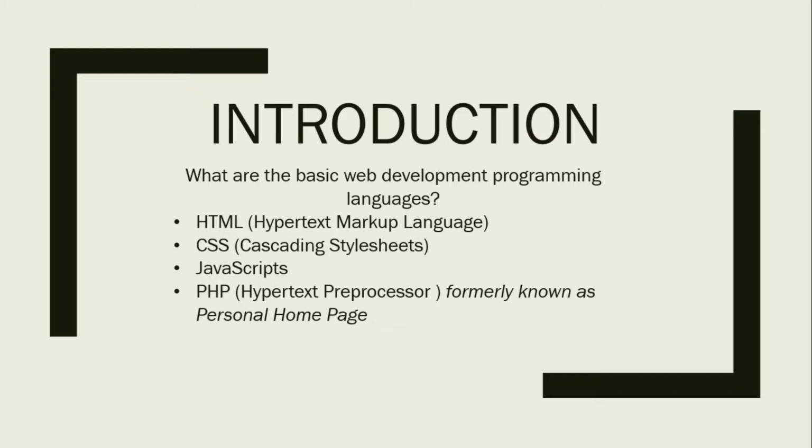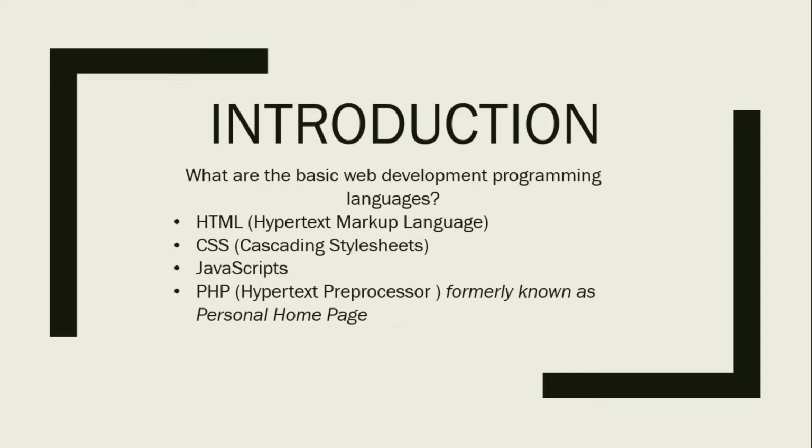So basically today we're going to be doing a basic introduction to web development programming languages, the languages that you need to develop a web project. So first of all, what are the basic web development programming languages? There are lots and lots of programming languages which today are used in developing websites. We are going to talk about the basic ones, which are HTML, hypertext markup language, CSS, cascading style sheets, JavaScript, and PHP, the hypertext preprocessor, formerly known as personal homepage. These are the four basic web development programming languages that are used in developing a website or a web project.